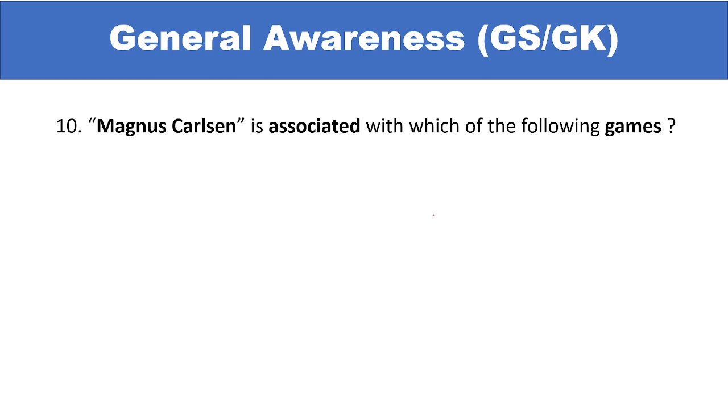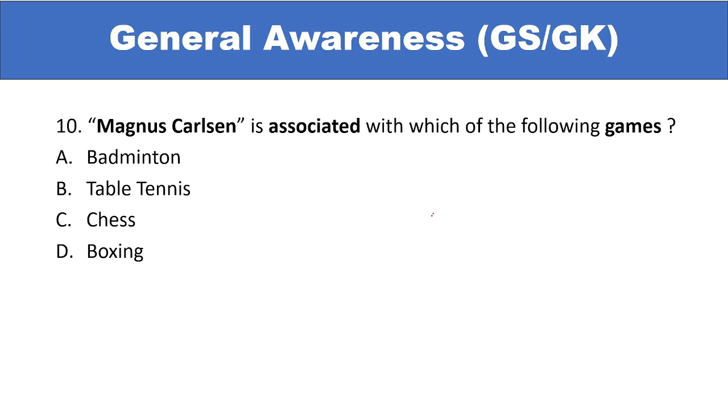Next. Magnus Carlsen is associated with which of the following games? I think most of you know this. The options are badminton, table tennis, chess, boxing. And the answer is chess. And the country he belongs to, Norway, is also important.